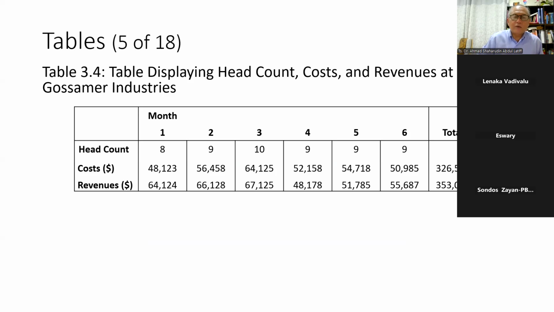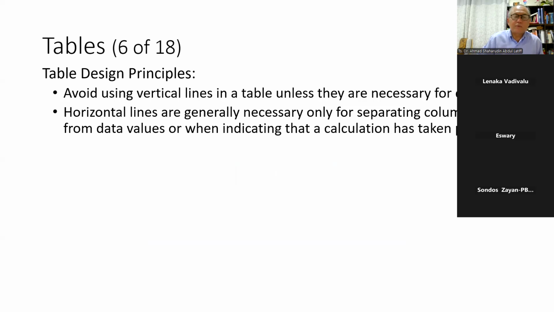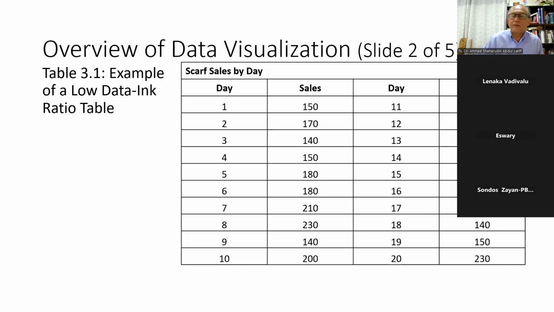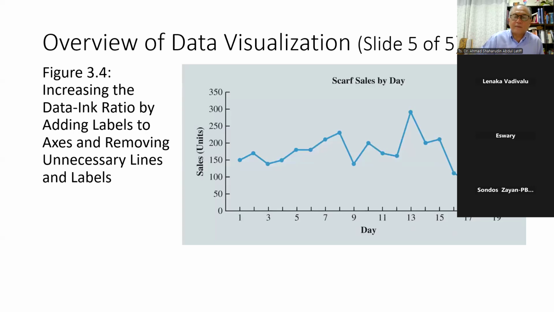You can convert it into a chart, which will be more meaningful. So avoid using vertical lines in tables, unless they are necessary for clarity. Horizontal lines are generally used to separate column titles from data values, or when indicating that a calculation has taken place. So instead of this, you have something like this. Remove the vertical line. You don't need the vertical line.